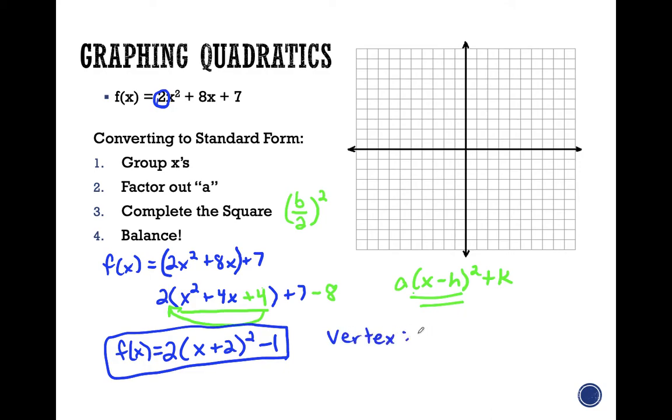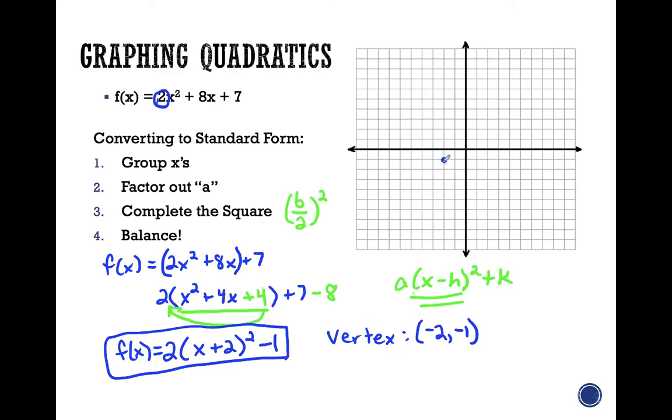My vertex is just simply going to be, I've got a left shift and a shift down. So -2, -1, right, becomes my vertex. So I can come up here and I can plot my vertex. Okay. I know that this parabola is going to be opening up because a is positive. But I do recognize I also have a vertical shift, or excuse me, a vertical stretch. So this parabola is being stretched vertically 2 units.